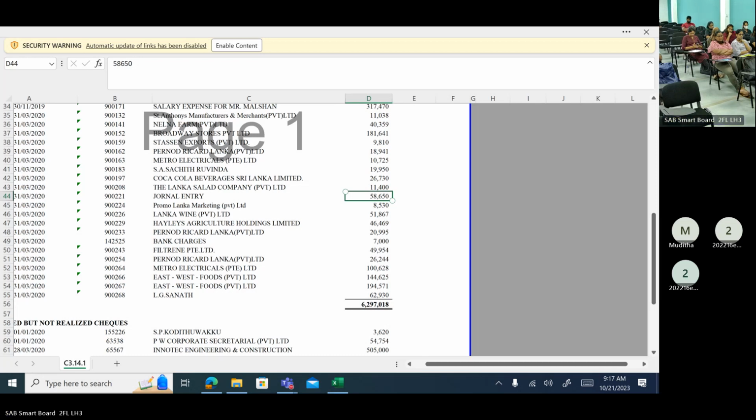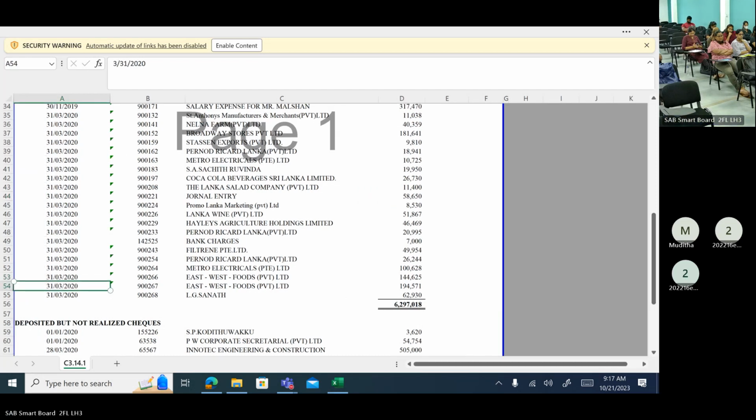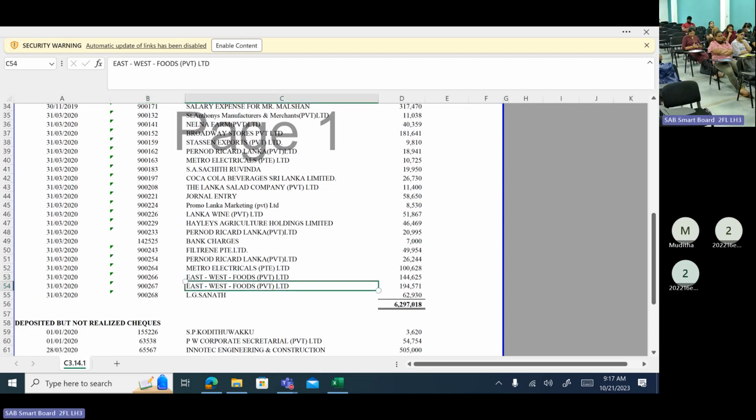Also doubtful. Same date, immediate numbers, same party. Right?